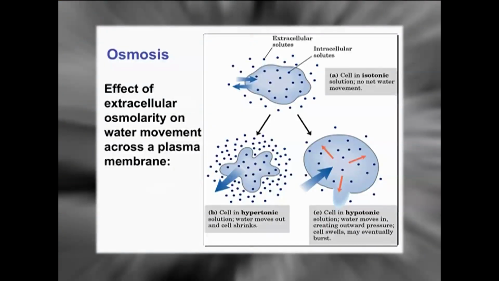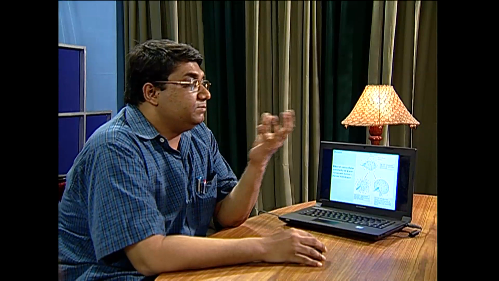So the cell will be stable. But if the cell is put in a hypertonic solution, where the osmolarity is much higher in the surrounding medium, then osmotic pressure will drive the flow of water from the cell to the extracellular material. That means the cell will shrink, which is not good for the cell.